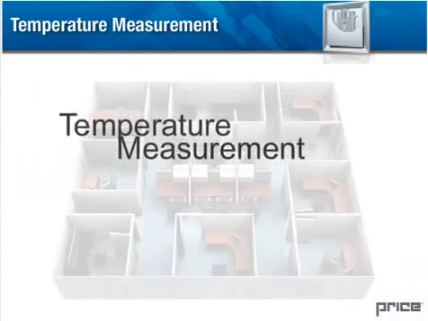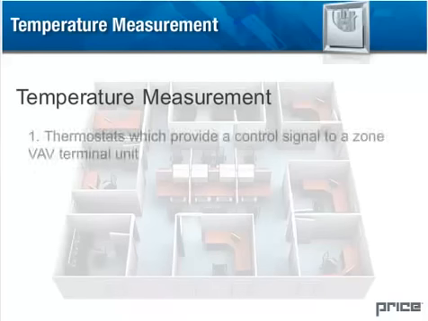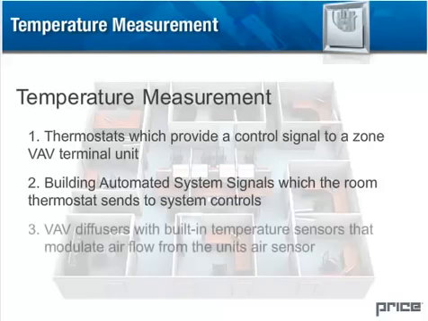Temperature measurement. Zone temperatures play a large role in determining thermal comfort. To ensure good thermal comfort, there are three main room temperature control techniques to consider. 1. Thermostats, which provide a control signal to a zone VAV terminal unit. 2. Building automation system signals, which the room thermostat sends to system controls. 3. VAV diffusers with built-in temperature sensors that modulate airflow from the unit's air sensor.